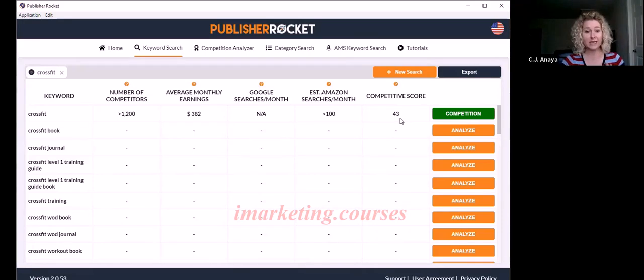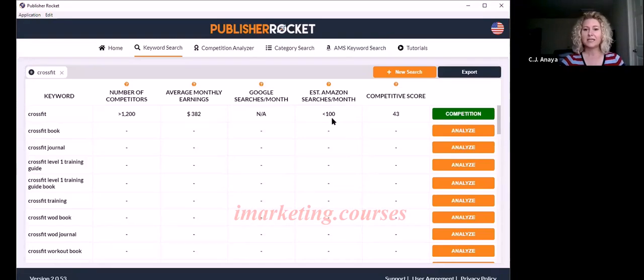Now, I like that because the higher up you get to 100, the worse it is to compete. You're never going to rank on the first page of Amazon when someone searches CrossFit if this score is 85 or 100. It would just be far too hard to compete with all of the other books using that particular keyword. So I try to do kind of 65 or below. If you're more experienced and you've got the marketing money, you could go a little bit higher if you want to, but I like 43.